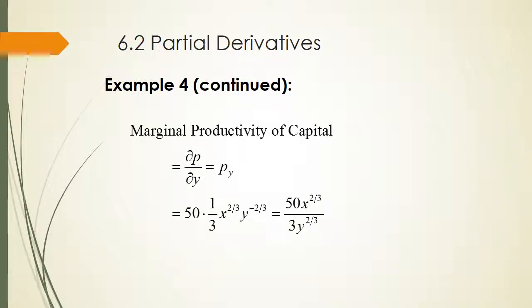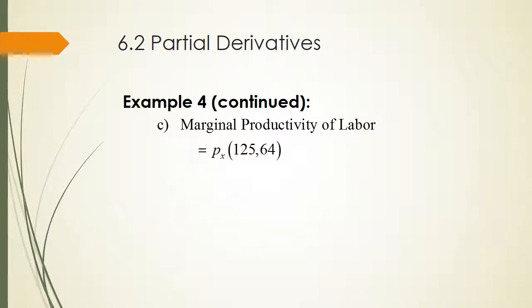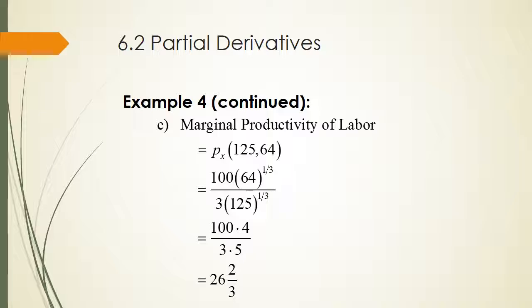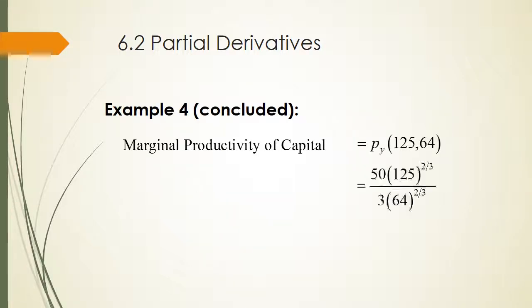And then for capital, we get 50 x to the 2/3 over 3 y to the 2/3. Or you could have left it 50/3 x to the 2/3 y to the negative 2/3. And then putting in 125 and 64 for those, we get 26 and 2/3 for labor. And for capital, we get 26 and 1/24.